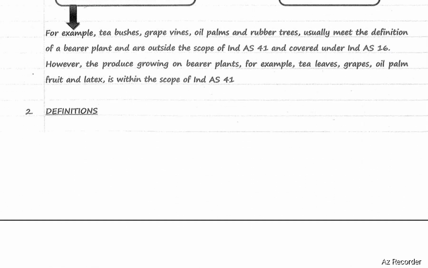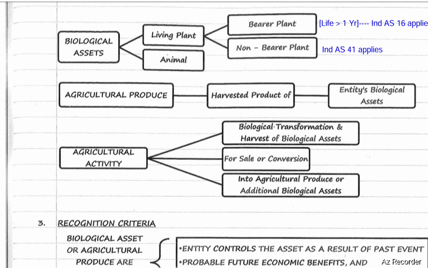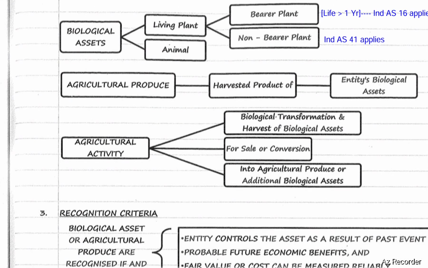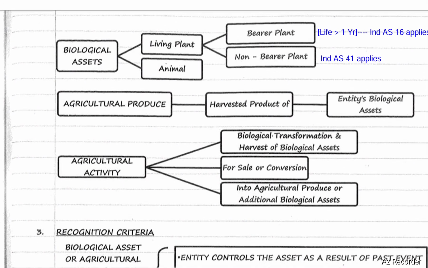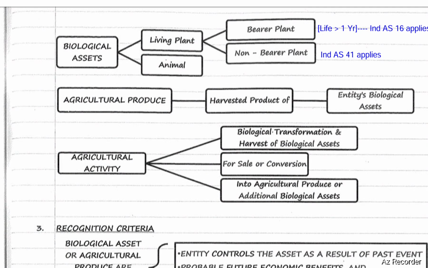Next, definitions. Definition of biological assets. Biological assets include living plants and animals. Living plants are of two types: bearer plant and non-bearer plant. Bearer plant means a plant whose life is more than 1 year. Ind AS 16 is applicable to bearer plant. Non-bearer plant means other than bearer plant, for which Ind AS 41 applies.